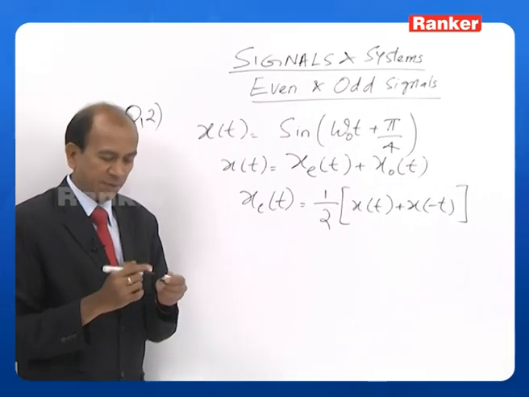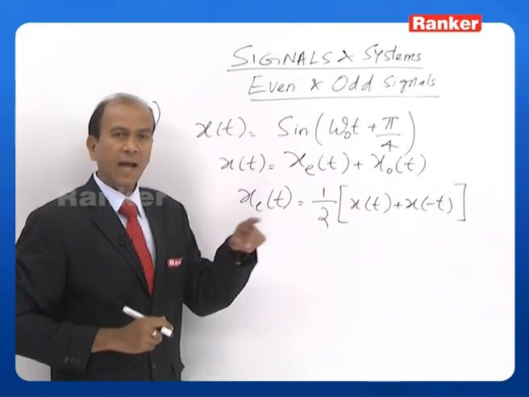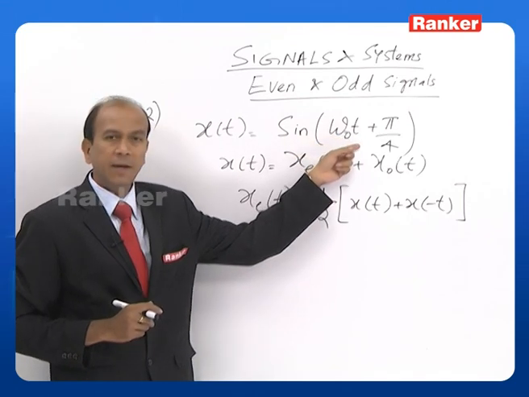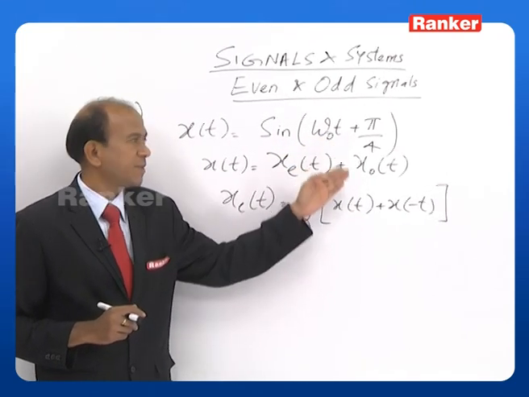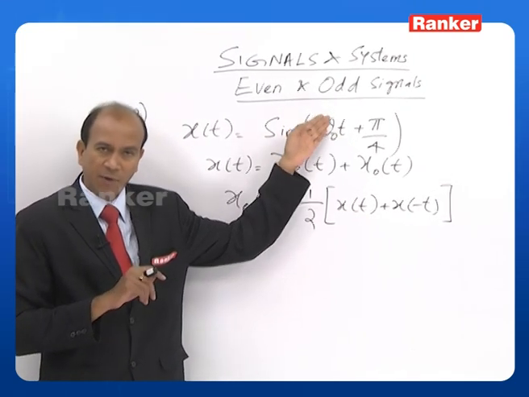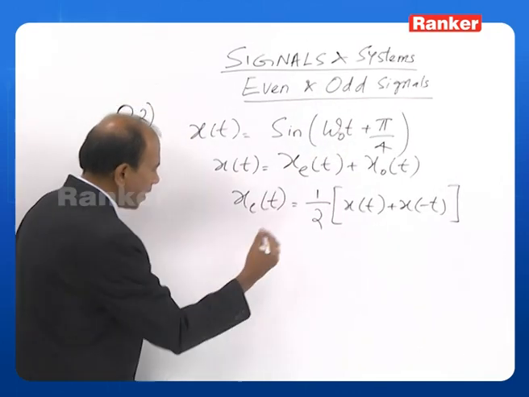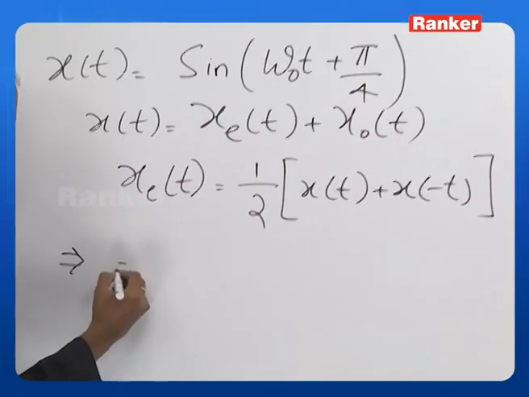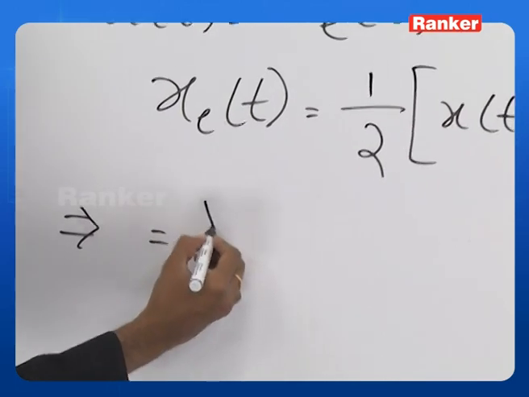So what we do here again, as we have done earlier, whenever x of minus t comes, t has to be replaced with minus t. We will do that now. So, let me write here. So, this is equal to half.